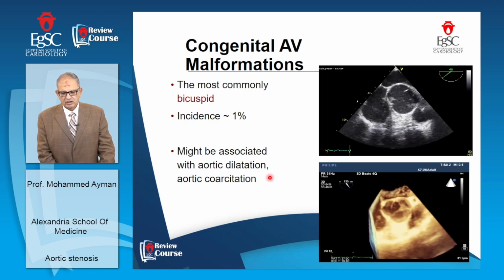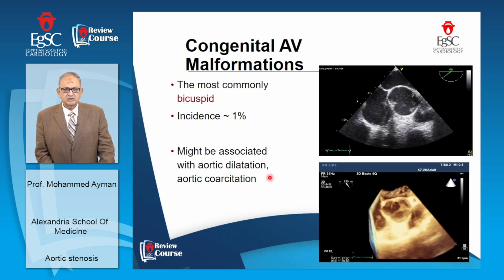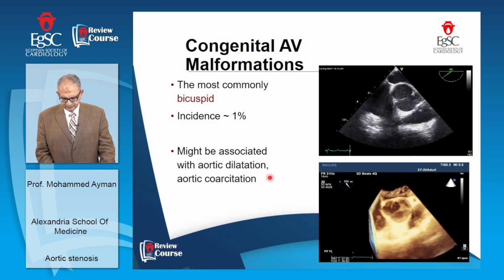So whenever you encounter a patient with a bicuspid aortic valve, please check for the presence of aortopathy, the presence of aortic coarctations, or the presence of a subaortic membrane.